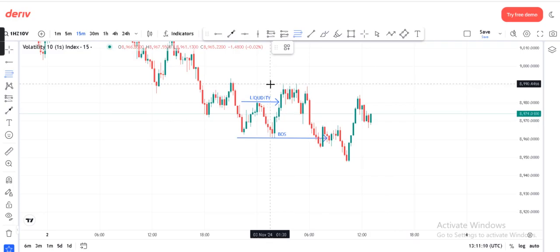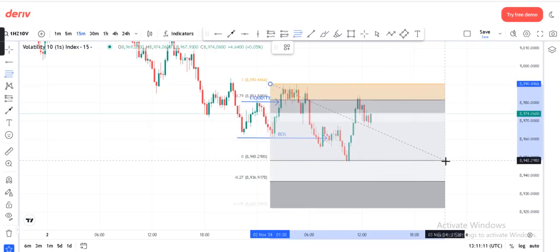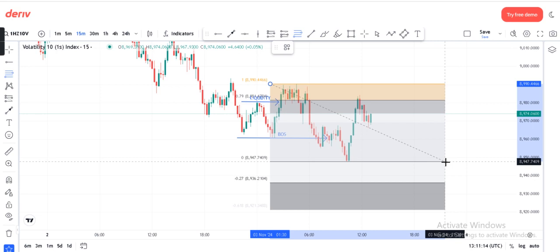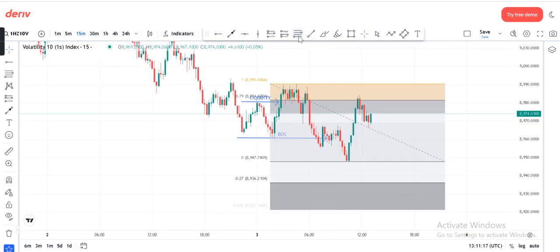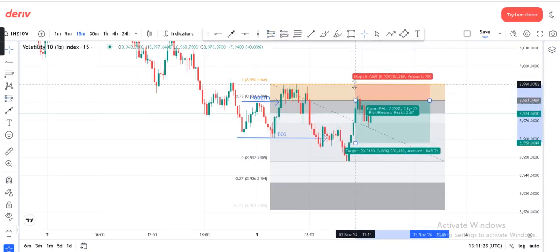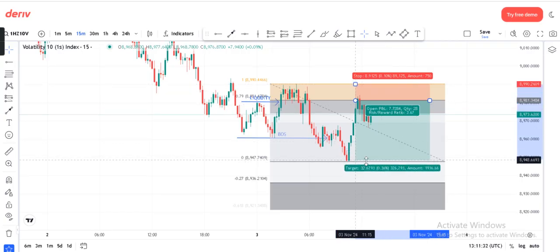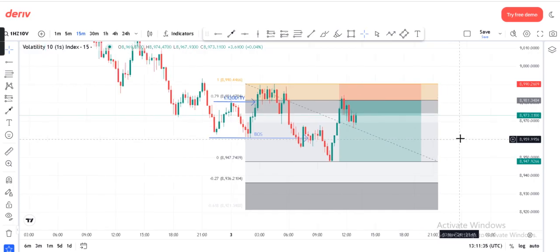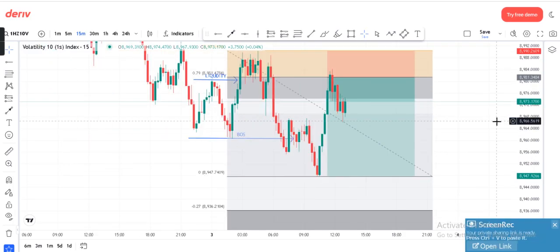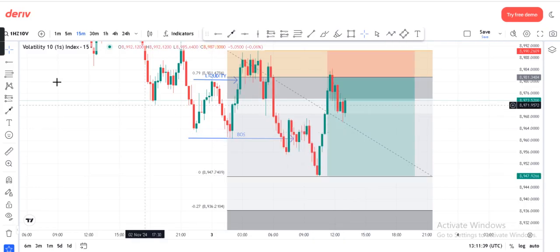So we have our swing high and our swing low. So we basically made our entry at this point from the 0.618, the 0.79, which is around here. And we've been in on the market, we've been in on this trade. Our target is this point. So this is what we have on for the volatility 10-1S pair. This is what we have.